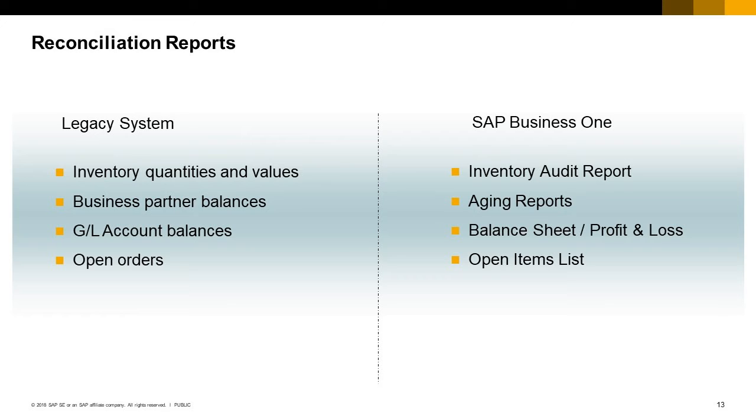To reconcile GL account balances, run the balance sheet as per the first day of the current fiscal year. If you migrated other open items such as sales orders and purchase orders, run the open items list report in SAP Business One and compare with the corresponding open items in the legacy system.